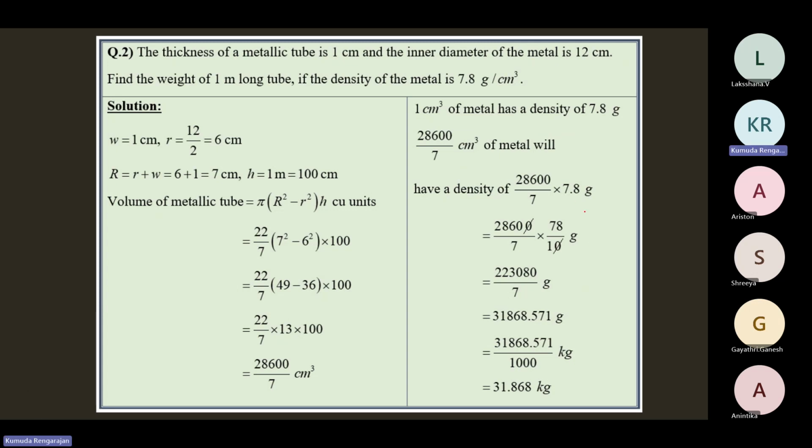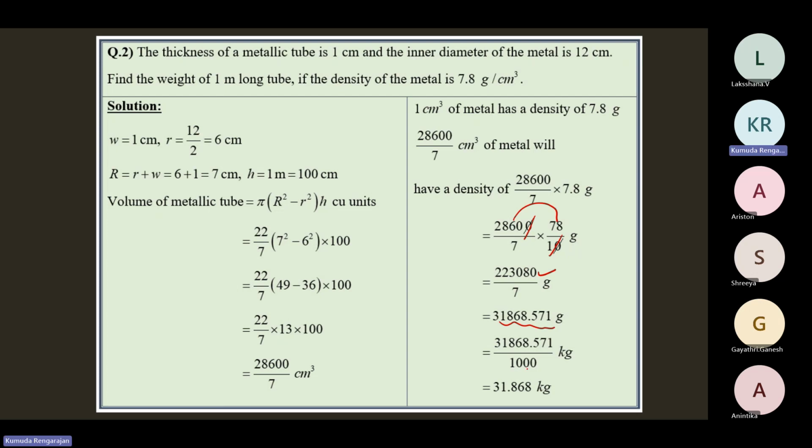So you can see here, I multiplied 7.8. I've written it as 78 by 10 because I don't want a decimal point. So I write that as 78 by 10. It's not converting to something, it's just shifting the decimal point; 7.8 we are writing as a fraction, 78 by 10. Then cancel: 0, 0 gets cancelled. Nothing else you can simplify. So multiply, you get this, and then you'll have to divide by 7. So you get approximately this many grams.